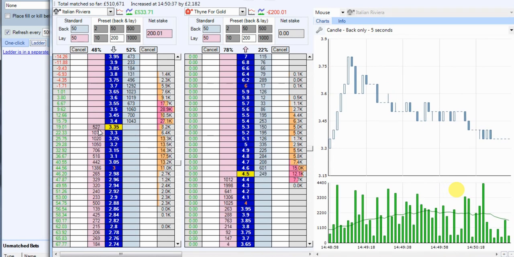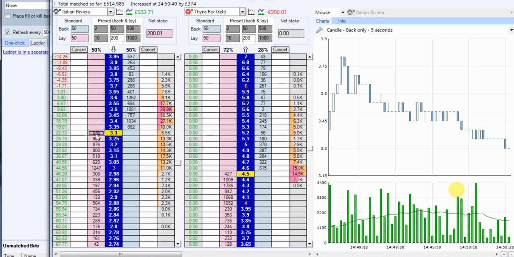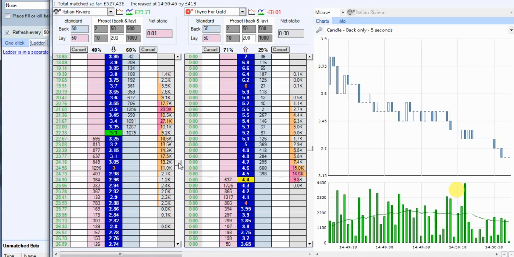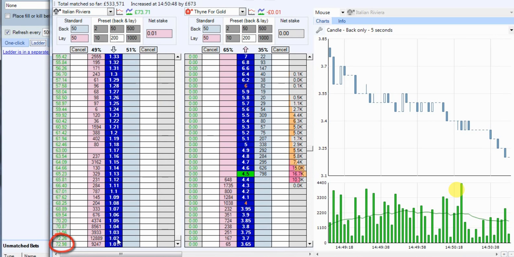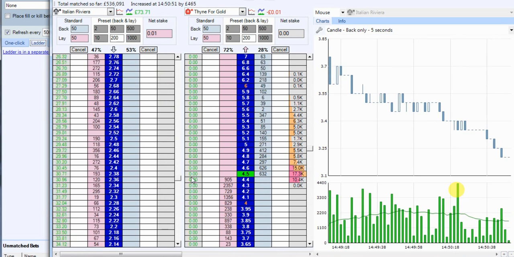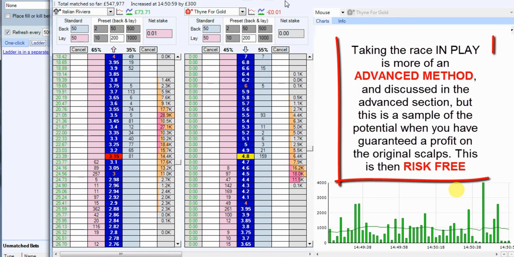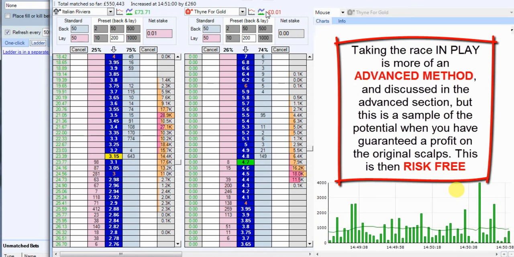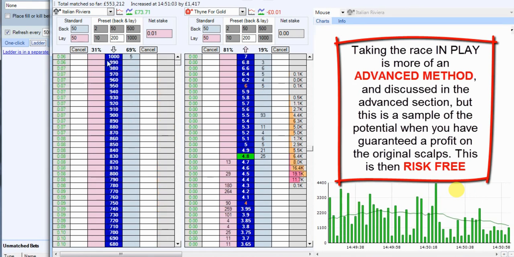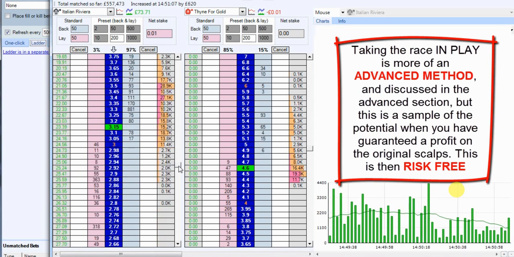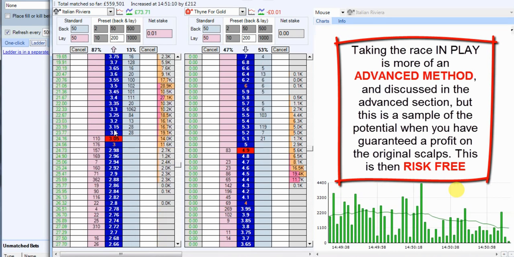Let's just see. The race has gone over time, so I've placed a lay trade at 3.3. So I'm guaranteed currently £22. So if the horse wins, I'll win over £70 if I took it in play. I've took the race in play. We're currently at £23. So let's see what we can make. There's potential to make more than the original scalp, but if the horse loses, we don't lose a penny. But if the horse wins, we can make about £70 if the race concludes.